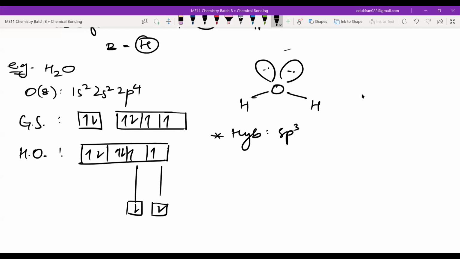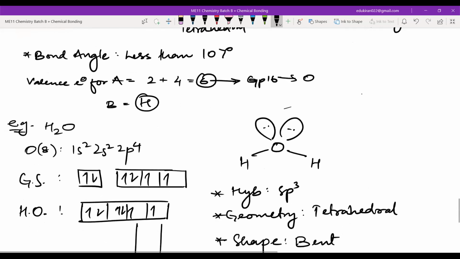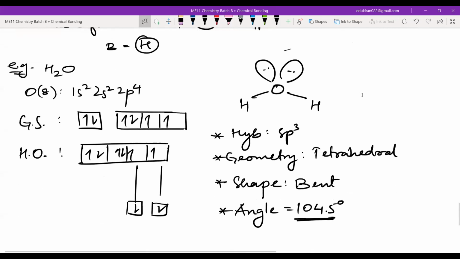Hybridization is sp3. Geometry is tetrahedral. After the geometry, you have the shape. Shape is bent, and the angle is 104.5 degrees. This is the actual real angle. We predicted it to be less than 107, so we are very accurate. We are very near to the angle that we were supposed to find. That is why this hybridization theory works so well.